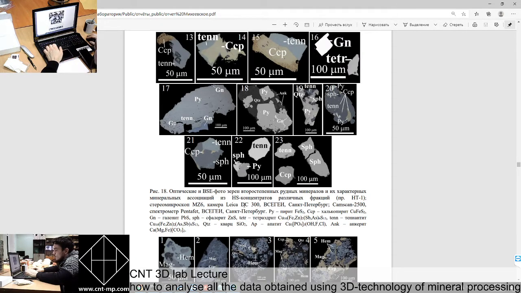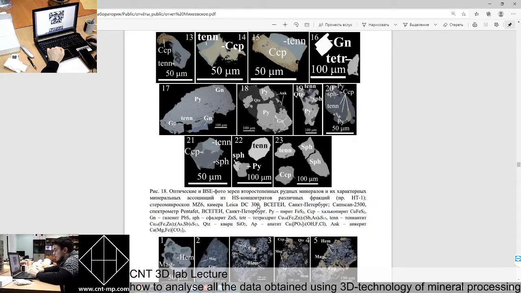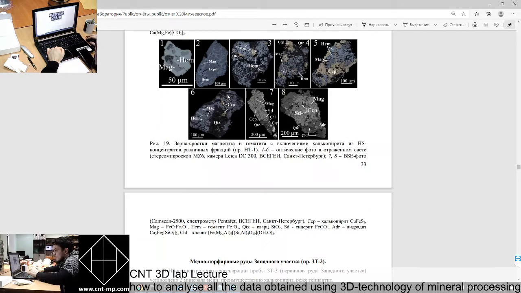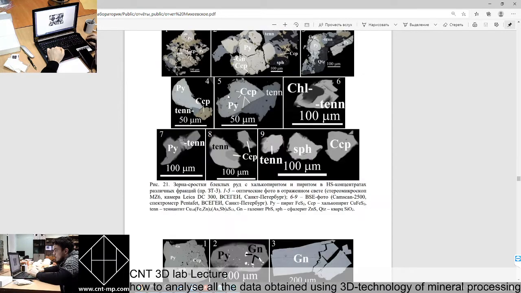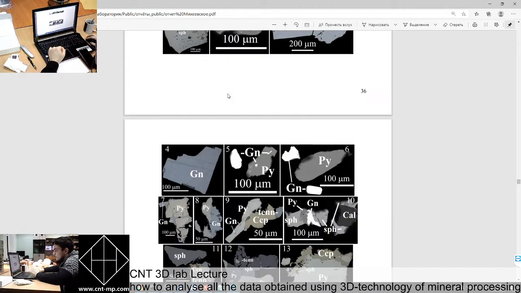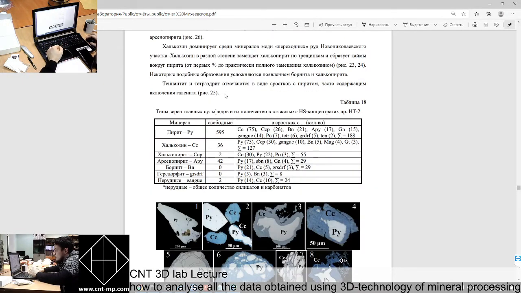Also, it would be good to show on which equipment such photos were received. So for example, we received that by Leica DC300, and the same information is for every sample we studied.